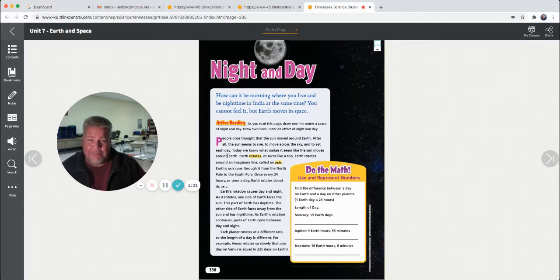Let's read about why. People once thought that the sun moved around the Earth. After all, the sun seems to rise, move across the sky, and set each day. Today we know what makes it seem like the sun moves around the Earth. Earth rotates, or turns like a top. Earth rotates around an imaginary line called an axis. Earth's axis runs through it from the North Pole to the South Pole. Once every 24 hours, or once a day, Earth rotates about its axis.